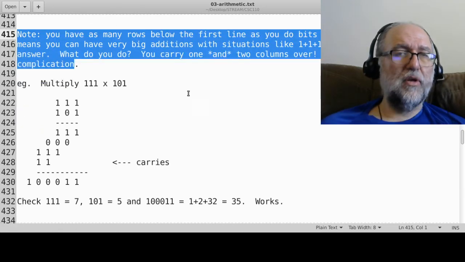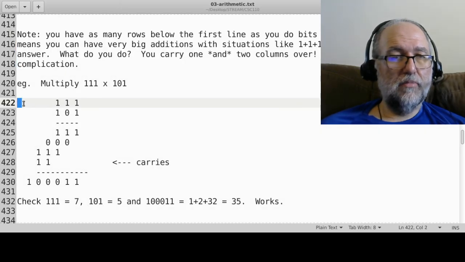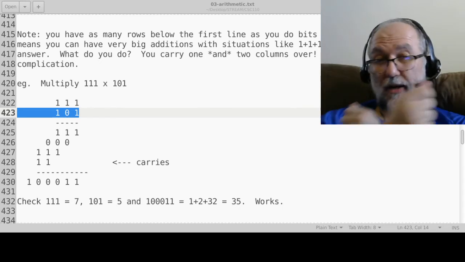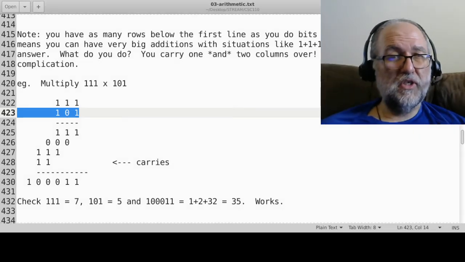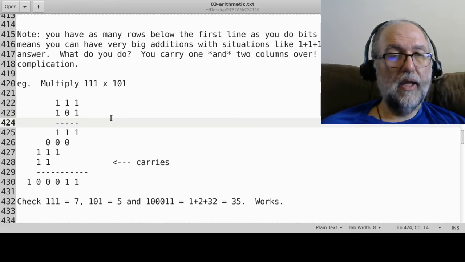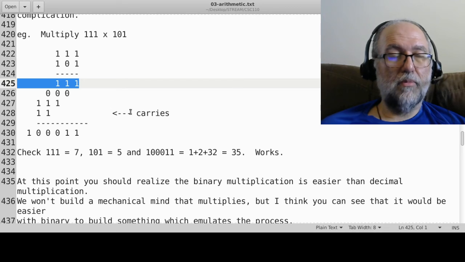Let's do one more multiplication, just to see how this works. So 111 multiplied by 101. The first number is 111 and the second number is 101. By the way, first and second number, you can exchange them. There's no reason to here. So my first number is 111, my second number is 101, and I'm multiplying by 1. So I just get the number reflected. Great. That takes care of that one.